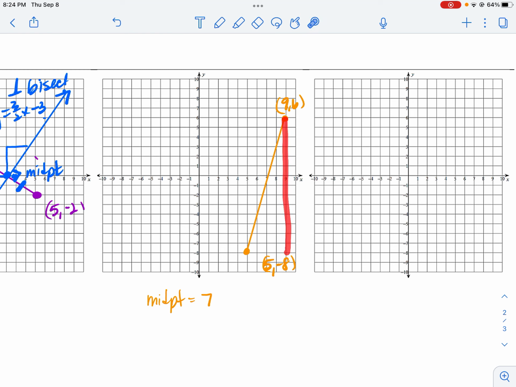How many is that? 1, 2, 3, 4, 5, 6, 7, 8, 9, 10, 11, 12, 13, 14. Half of 14 is 7. 1, 2, 3, 4, 5, 6, 7. That's it. So 7 is at -1. So that's the midpoint. Over 7, down 1, this is my midpoint.